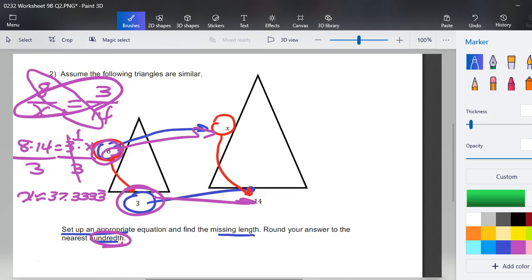And so that means tenths, hundredths. I look at the 3 behind it, and it says that my value is 37 and 33 hundredths. So the nearest hundredth, right?